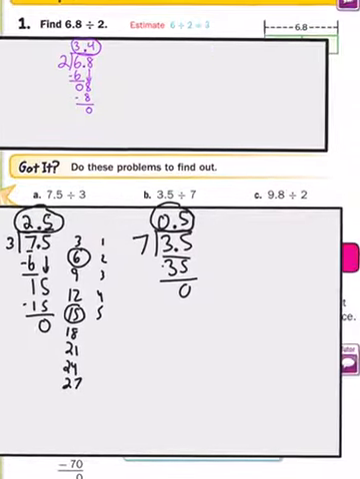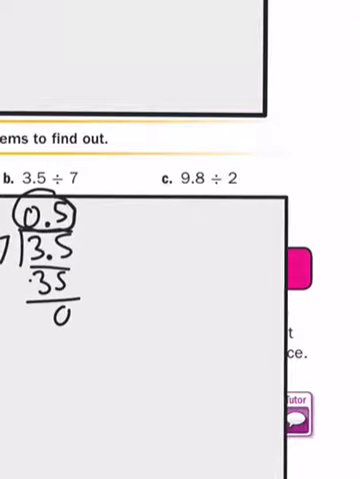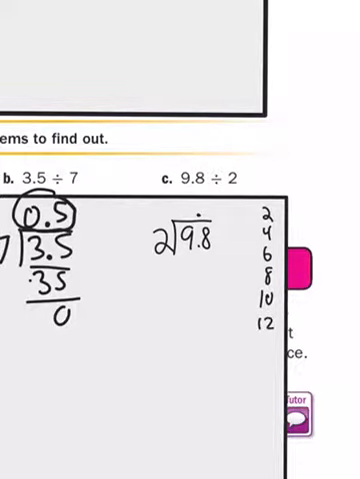All right, and then we have problem C. I have 9.8 divided by 2. So I could do a counting by 2 list if it helps. You don't need to, if you're good at division. So let's figure out how many times 2 goes into 9. So 2 goes into 9. That's 1, 2, 3, 4 times, which is 8.